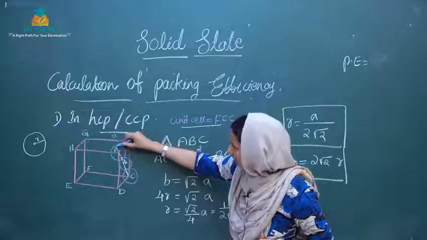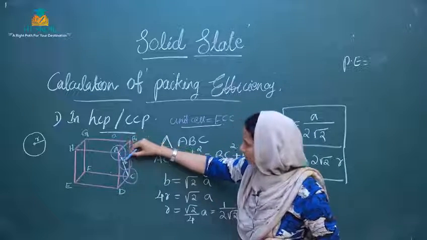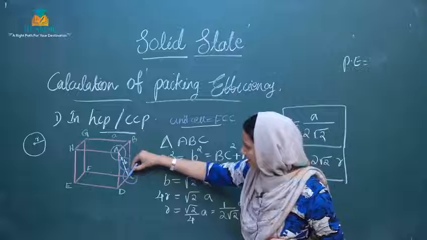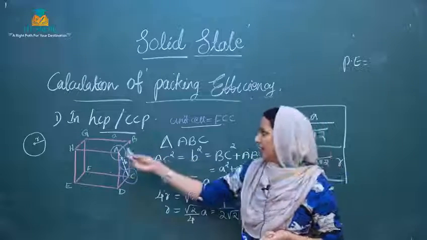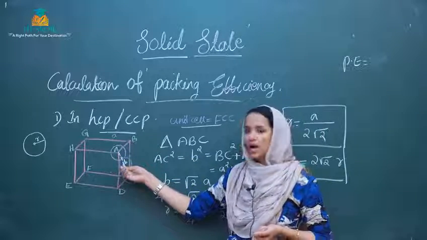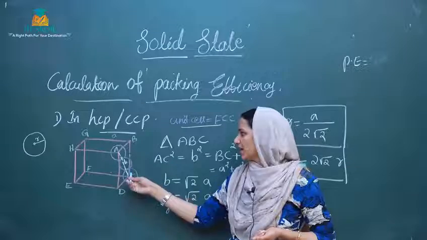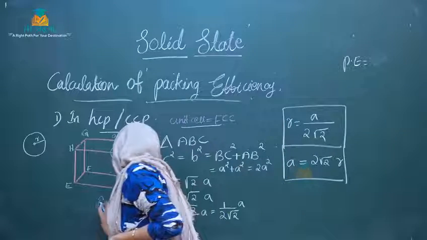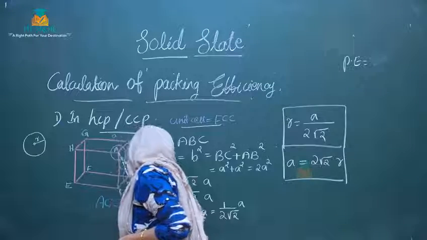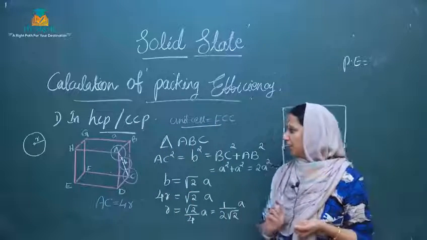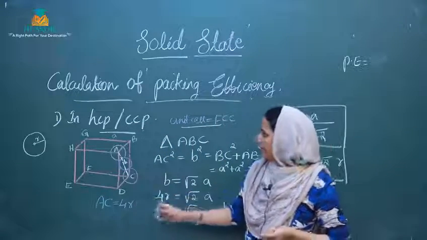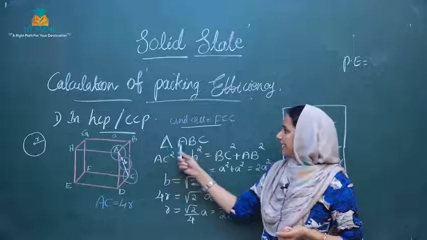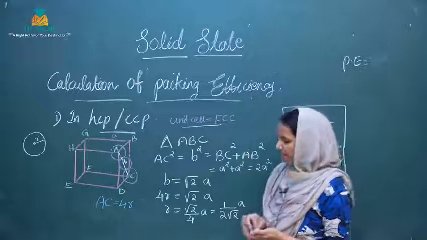In AC, we know there is half of this sphere, a full sphere, and half of another sphere. So we have R plus 2R plus R, total 4R. AC is equal to 4R. So I am writing here AC is equal to 4R. Okay. So you just consider triangle ABC. Which is the triangle ABC here?